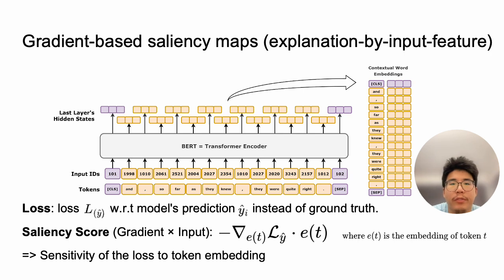And because we are interested in why the model made a particular prediction, the loss is defined with respect to the prediction that the model actually made rather than the ground truth. For each token Ti, a saliency score is defined as the sensitivity of the loss to the change in the input embedding of this token Ti, which is the ET shown in this equation. The final saliency score of each token is L1 normalized across all the tokens in this given test input sentence.